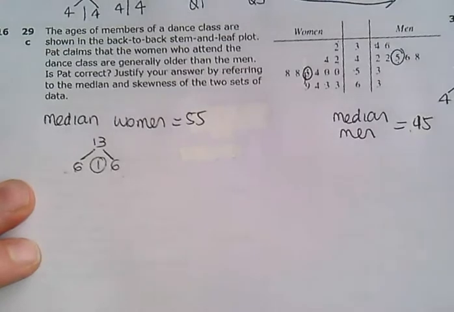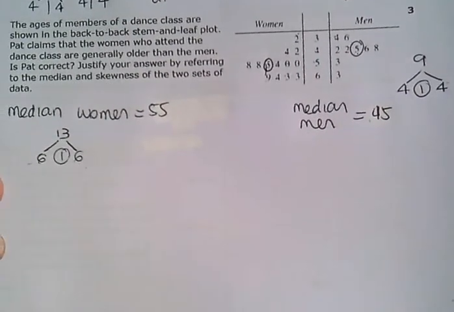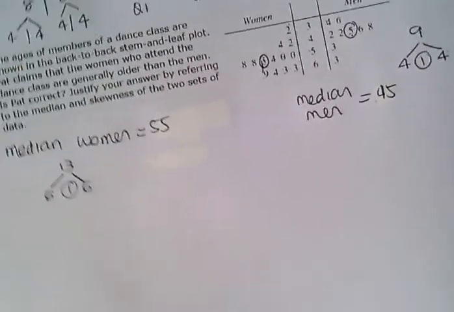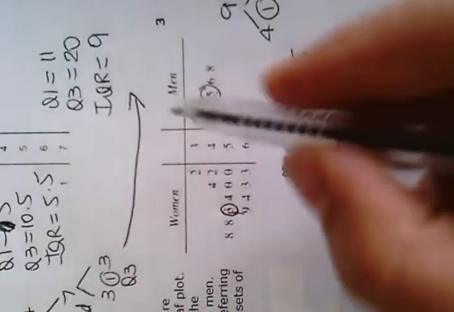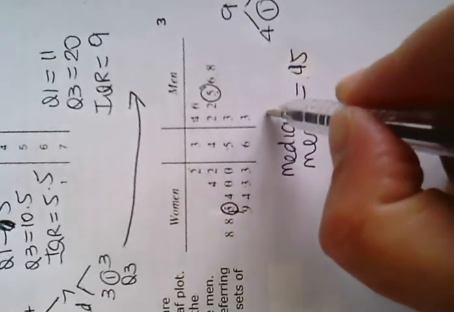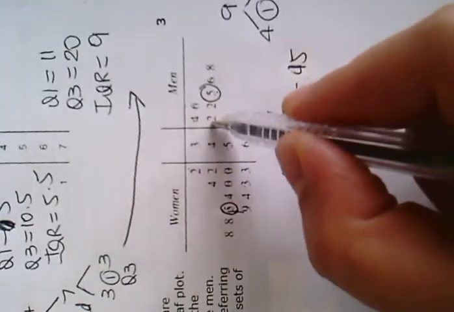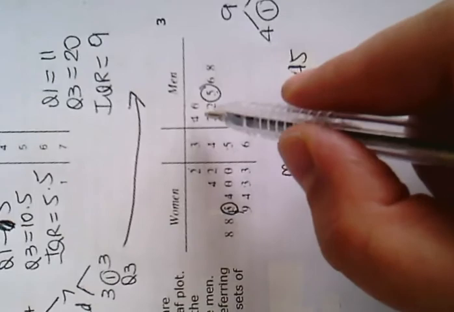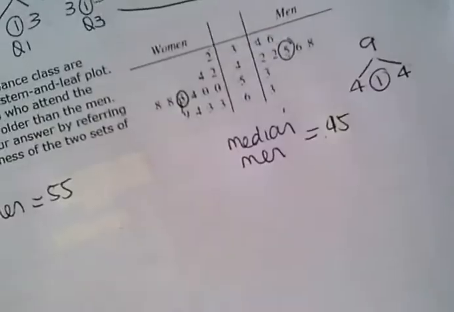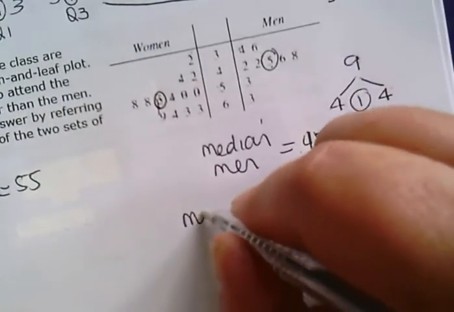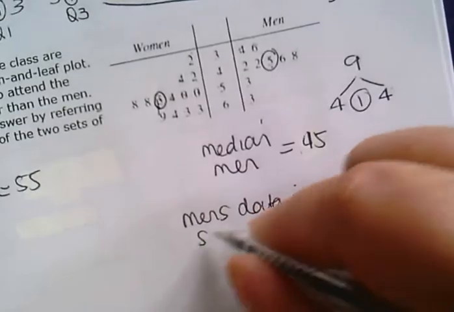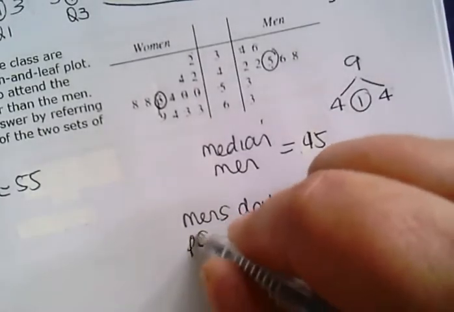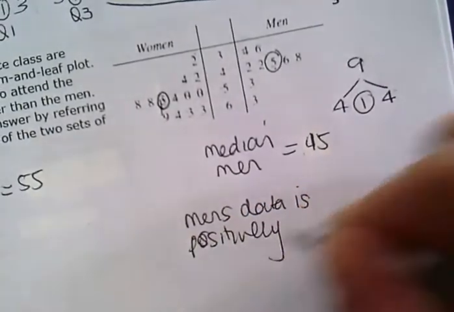So this is what I'm going to do now for skewness. I'm going to turn it sideways for men. Have a look at men. Positively or negatively skewed? Good. No, positive. Start off on a positive note. Most of the men's data is at the beginning. Start off on a positive note. So the men's data or scores is positively skewed.